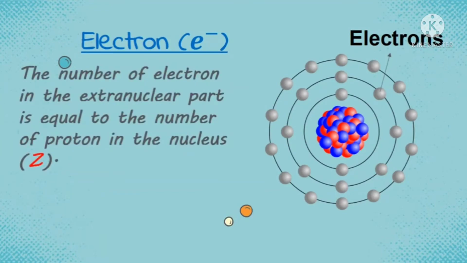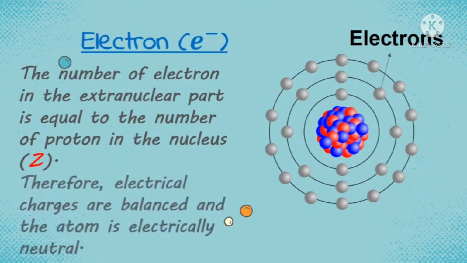The number of electrons in the extranuclear part is equal to the number of protons in the nucleus. एखाद्या अणूच्या केंद्रकातील प्रोटॉनची संख्या ही एक्स्ट्रान्यूक्लियर पार्टमधील इलेक्ट्रॉनच्या संख्येएवढीच असते. Therefore, electrical charges are balanced and the atom is electrically neutral.